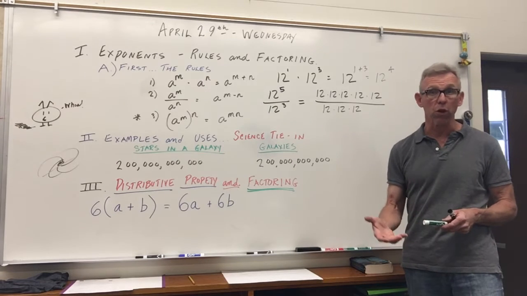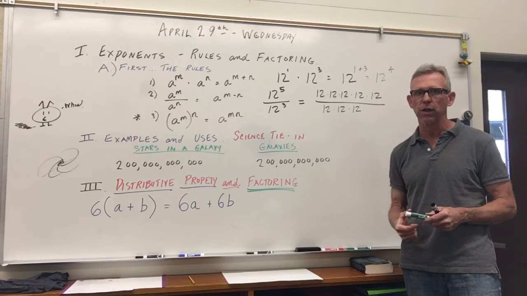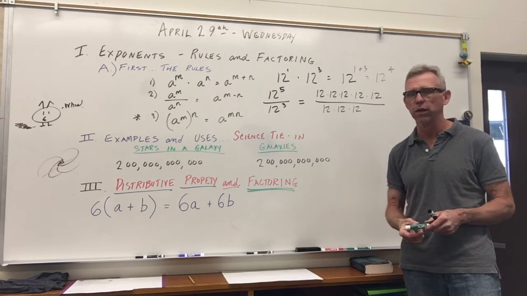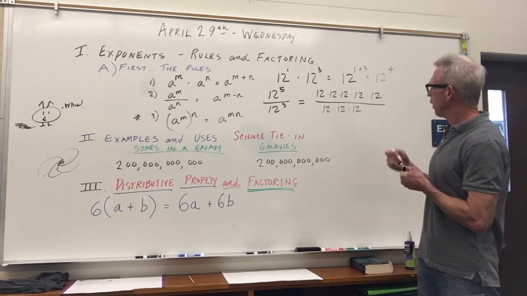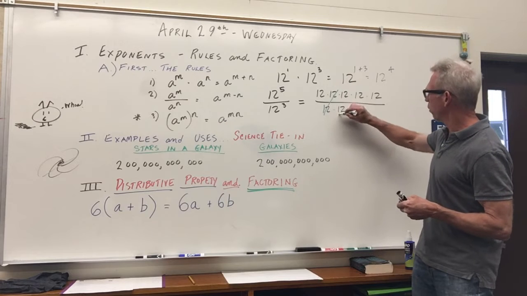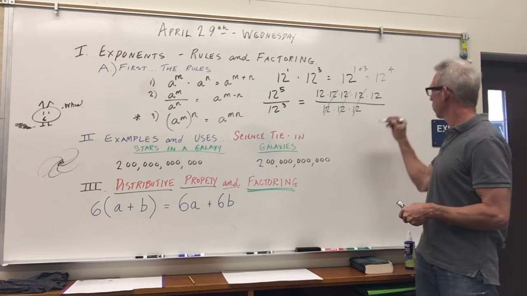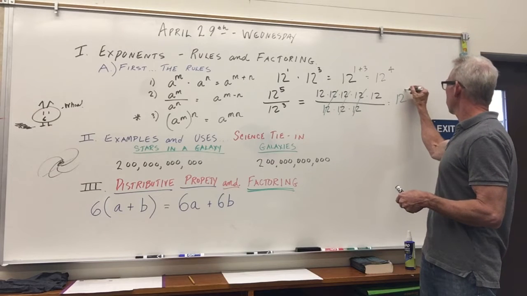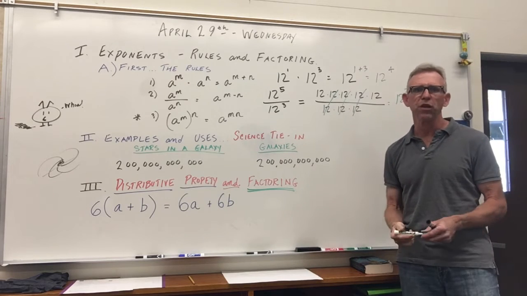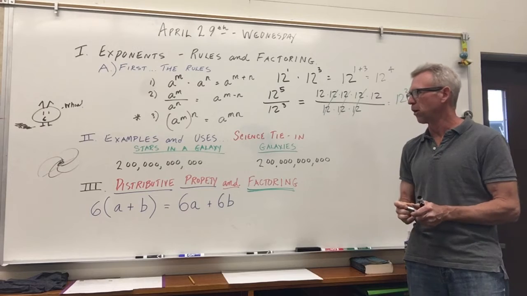We do that cross canceling all the time in science. There's a lot of science tie-ins here. I'll show you another science tie-in here in just a second. In other words, yeah, I can get rid of those and get rid of those and get rid of those. It's like a game of elimination. What am I left with? 12 to the second power. Just another way of seeing it, another way of visualizing it. It means the same thing.